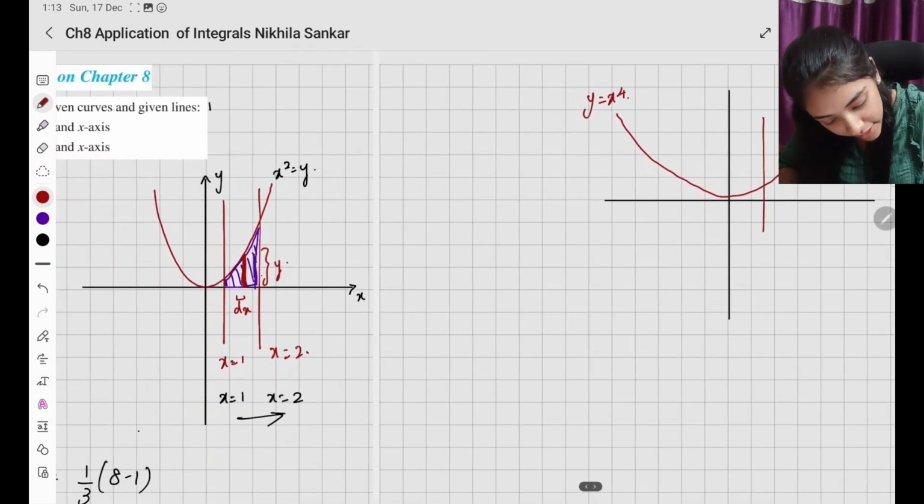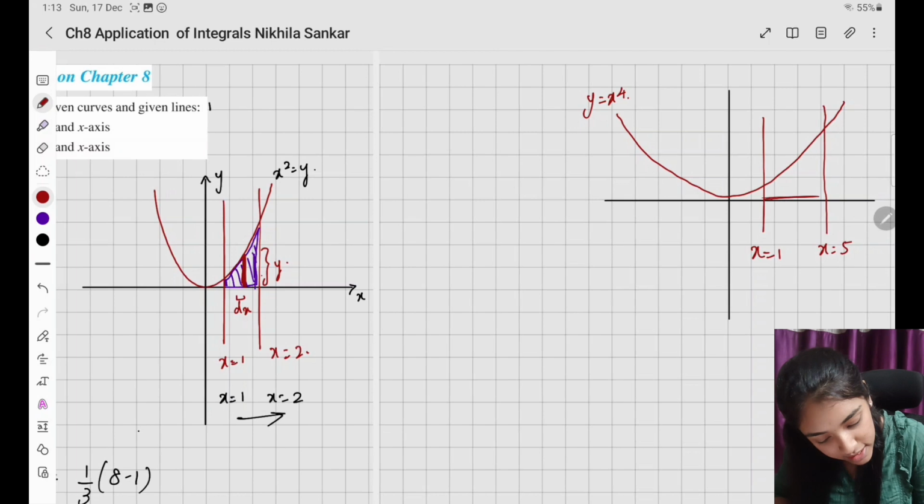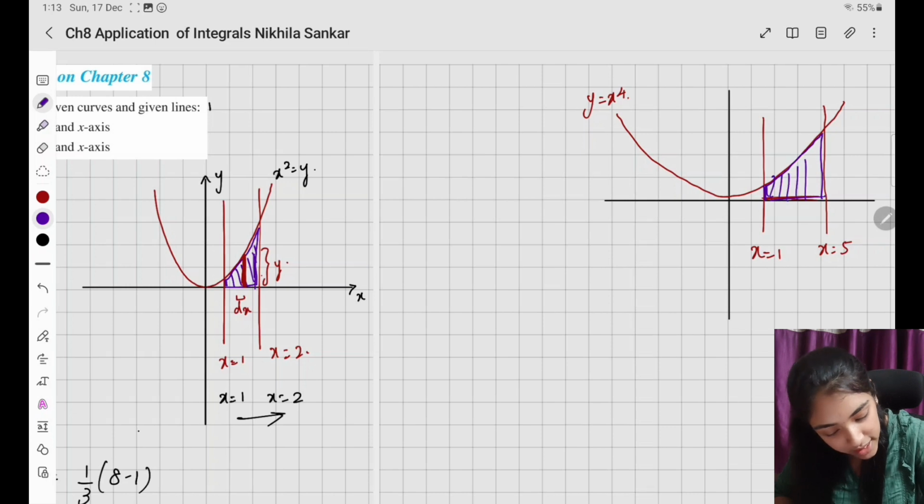Now it is the same as before. I have x equals 1 and somewhere x equals 5, and the x-axis. This is going to be my x-axis. So which is the shaded region? It is going to be from this until this. It's the same thing, only the y function changes. So I'm going to take a thin strip over here. This is going to be dx and this is going to be y. So how does my integral look?